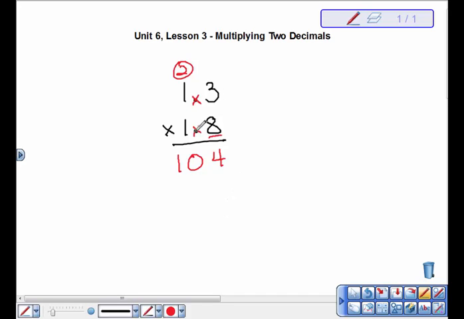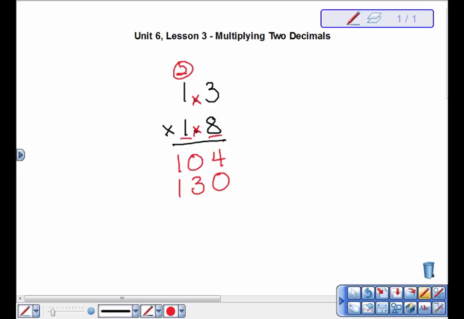Now what I'm going to do is move on over and work with the 1. That 1 is really a 10. So I want to take the 0 from the 10 and put it down here. So now I can just multiply with the 1. I multiply this 1 by the 1's place in my top number, which is 3. 1 times 3 is 3. 1 times 1 is 1.